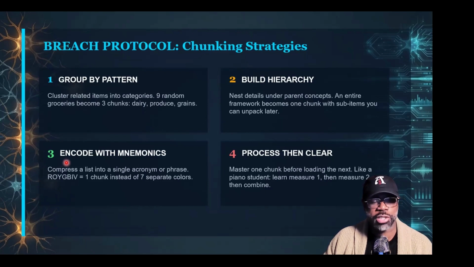So again, the compression ability here is major, being able to compress a list into a single acronym or phrase. So Roy G Biv, right? So one chunk instead of 7 separate colors. This is just the color spectrum here, but you can chunk that. That's just one chunk. But what you did was you created an acronym for it. So using an acronym is another way that we can register information or recall hooks that recall information for us.